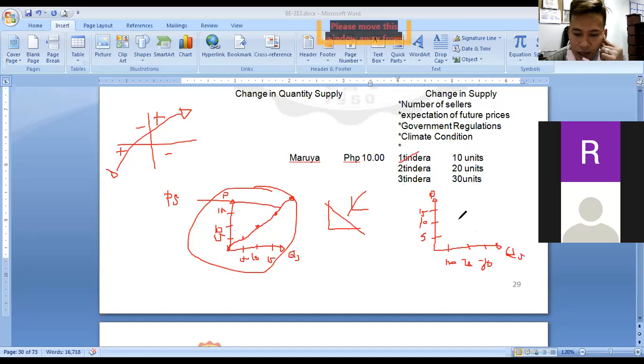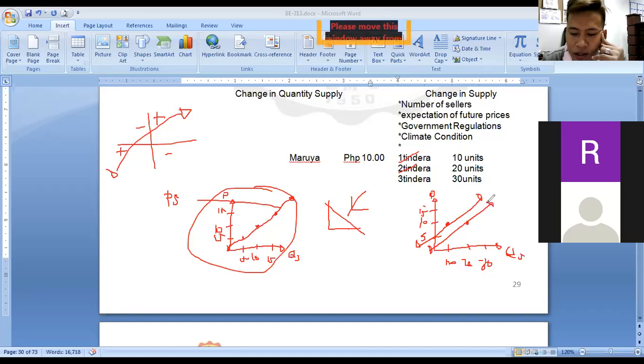the price is 10, class. In situation 1, there is only one seller, so only 10 units is her supply. Oh, that's wrong. Second scenario, there are two sellers, 20 units. So, same price, still 10, but the units change. It became 20, so the quantity supplied is 20. So this is now the new curve.